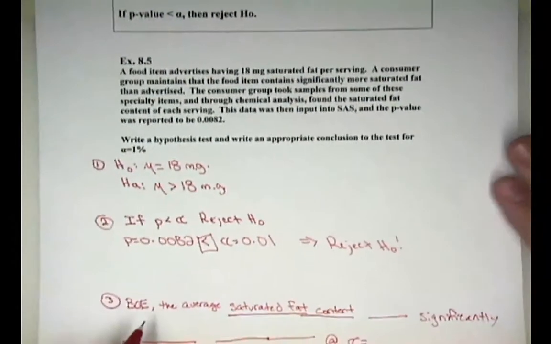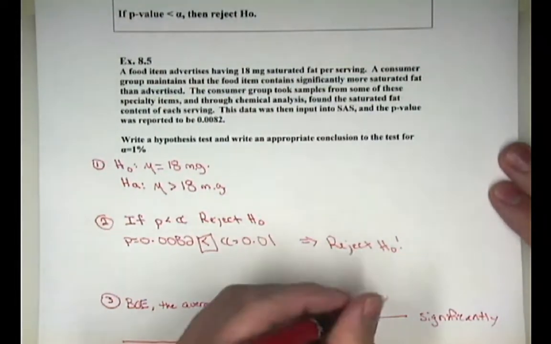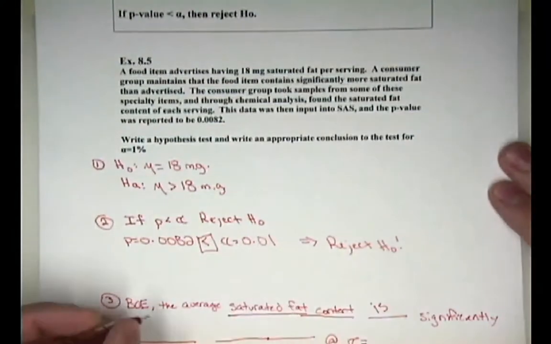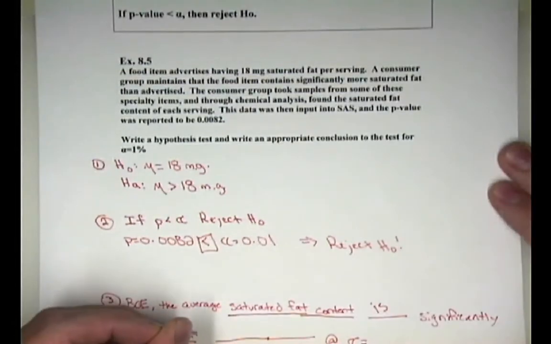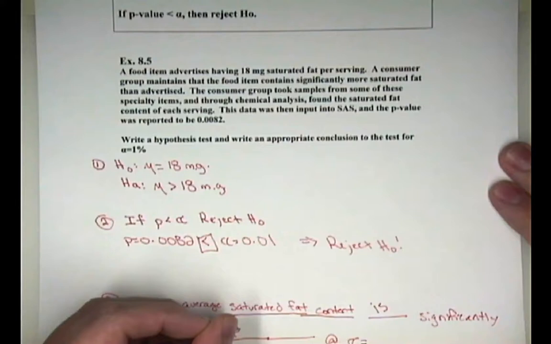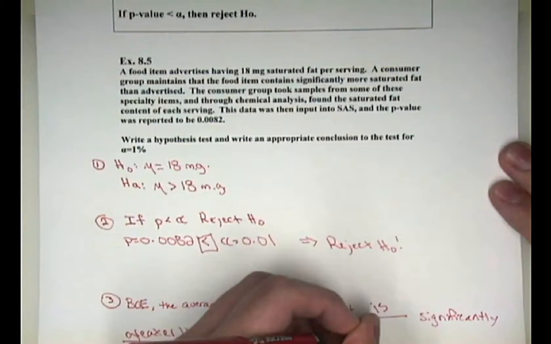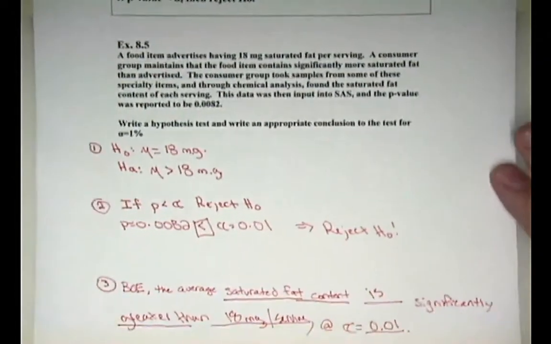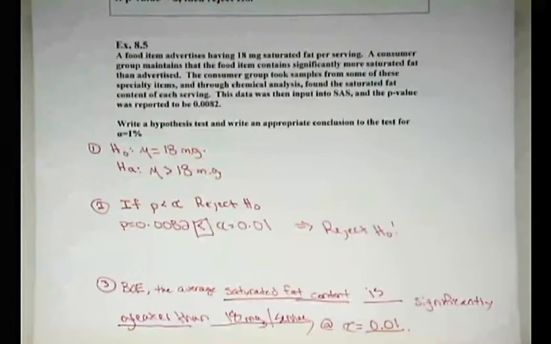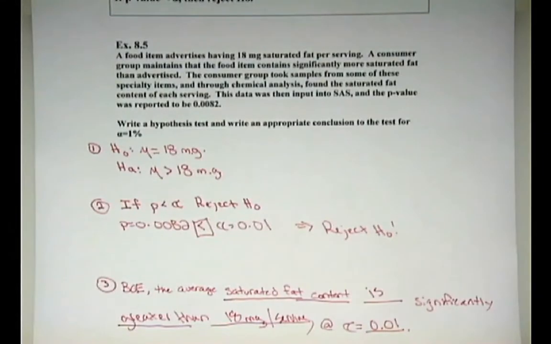And we're going to conclude that based on the evidence, the average saturated fat content, since we rejected H0, is significantly greater than or more than, whichever one you prefer, the claimed 18 milligrams per serving at an alpha of 1% level of significance. Okay? And that is how you do a simple p-value test when you have the p-value reported to you. Again, see my other videos for how you actually find that p-value by hand, and then how to make the calculator give it to you.